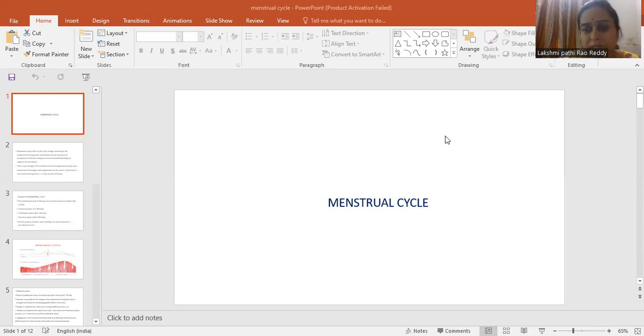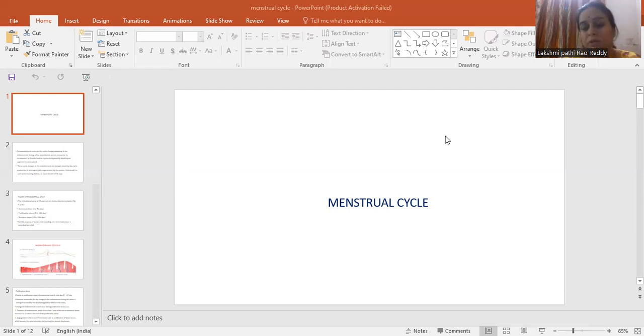But it can be as short as 25 days and as long as 35 days. Now this endometrial cycle is divided into three phases. So these 28 days can be divided into three phases: the menstrual phase, which is from the first to fifth day; the next phase is the proliferative phase, which is from 6 to 14 days; and the third phase is the secretory phase, which is from 15th to 28th day.